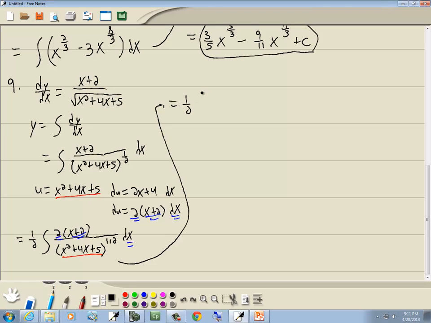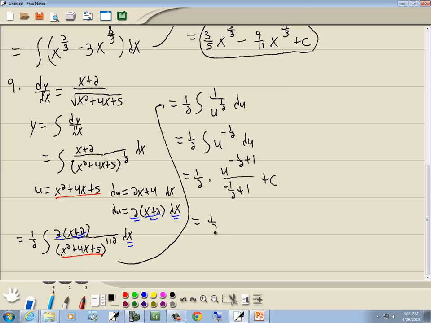So this becomes 1/2 the integral of 1 over u to the 1/2 du. Now we don't want u to the power down in the denominator, so we'll take it up on top, and we get 1/2 the integral of u to the negative 1/2 du. Add 1 to our power, so we're going to have negative 1/2 plus 1, and divide by our new power. So negative 1/2 plus 1, plus c. Well, negative 1/2 plus 1 is a positive 1/2, so we got u to the 1/2 over 1/2 plus c.